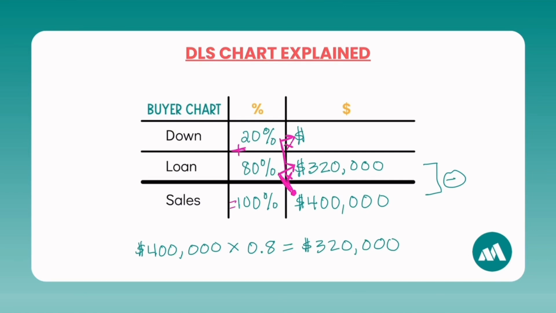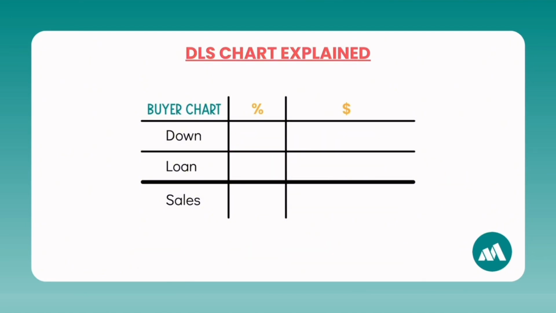So 400,000 times 20% is going to give us $80,000. So our down payment for this is $80,000. Now, as you see, $80,000 plus $320,000 equals $400,000.